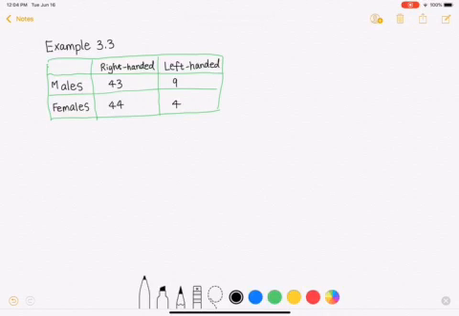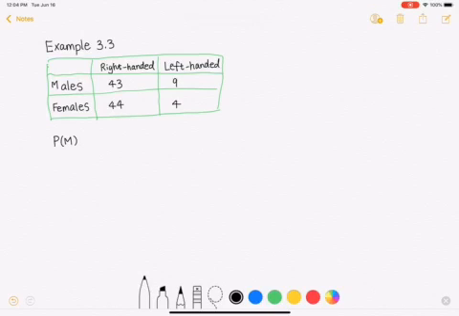Example 3.3. The table here describes the distribution of a random sample S of 100 individuals, organized by gender and whether they are right or left-handed. So in the example, we need to find a few probabilities. The first probability that we need to find is the probability of male in this sample. So the M denotes male.